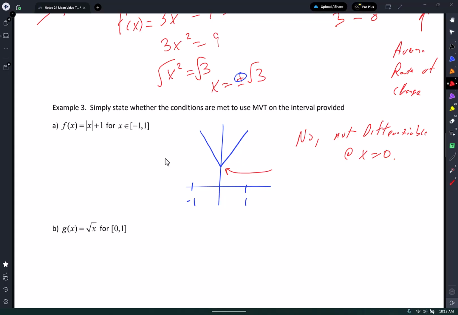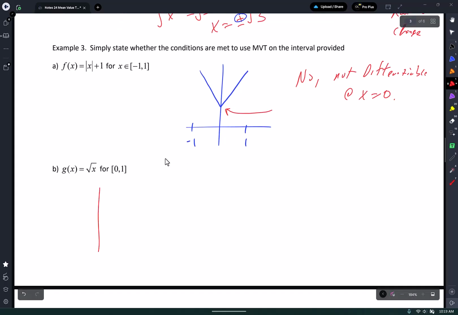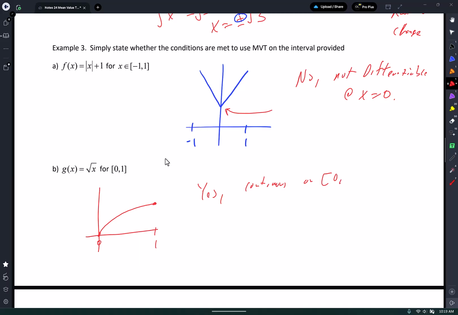Are we okay? All right, letter B, square root of x. 0 is the endpoint, and it looks like that. Oh, it's 0 to 1. So, yes or no? Yes. Continuous on [0, 1]. 0 is the endpoint, so it's fine. And differentiable on (0, 1).